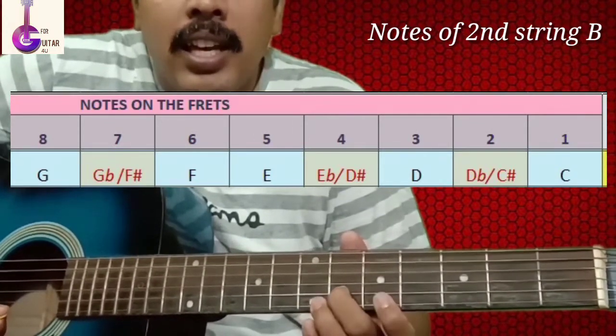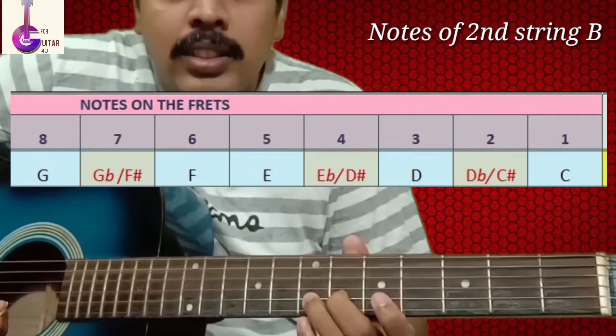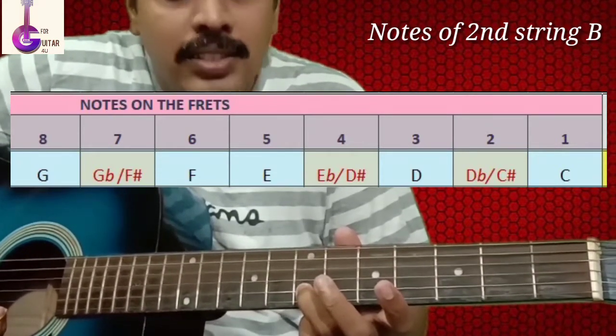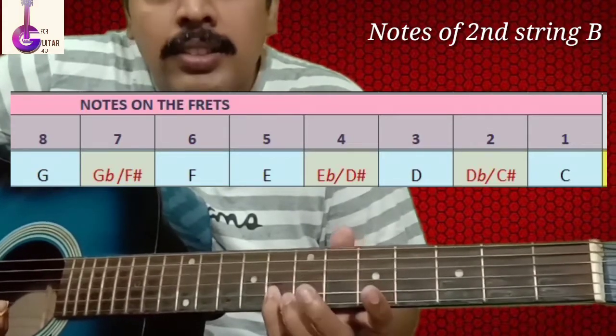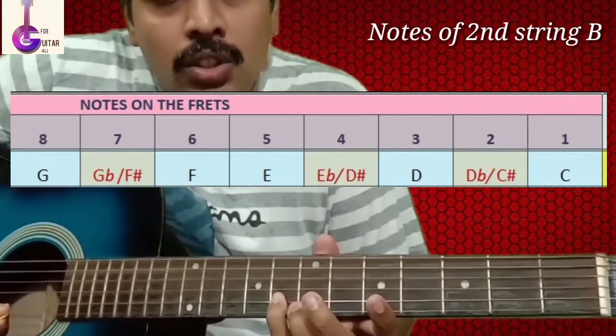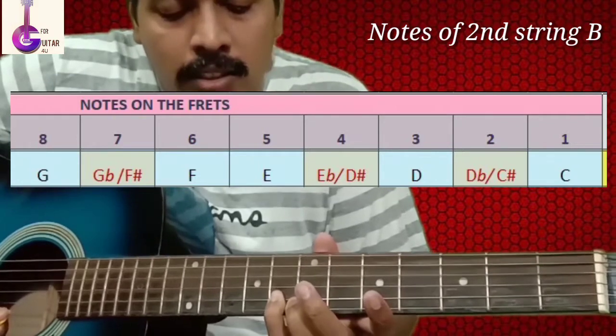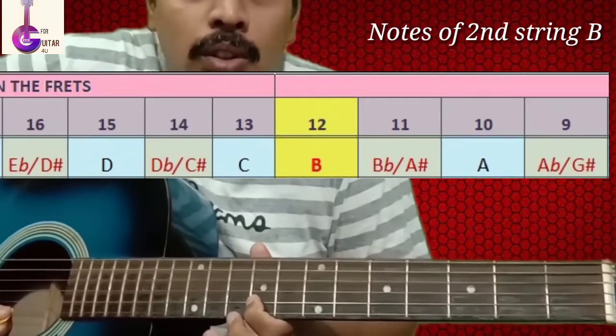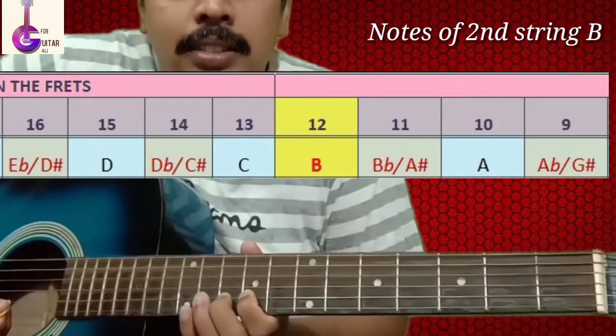Sixth fret is F. Seventh fret is F sharp. F sharp is also called G flat. Next is G. And next is G sharp. G sharp is also called A flat. Next is A.